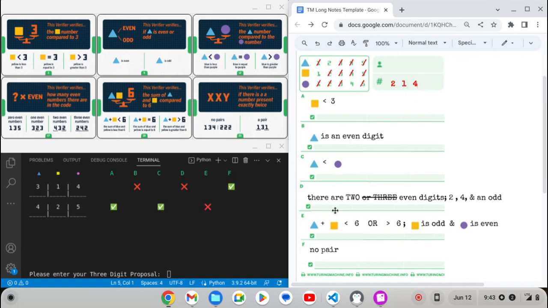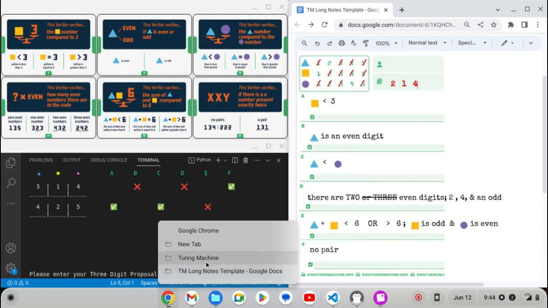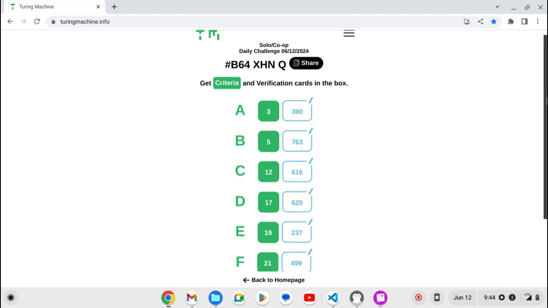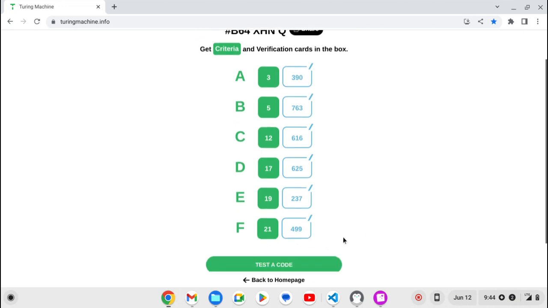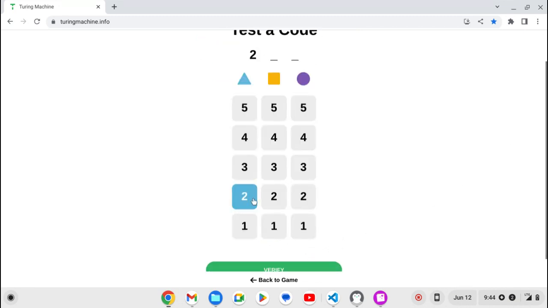Yeah. And here, I guess we can now conclude, we'd be deducing basically that the sum is less than 6, not greater. But I'll just leave it like that. And we have no pair. Yeah, everything looks great. So let's go to turingmachine.info to verify that 214 is our solution. So we got 214. Awesome. So that checked out.